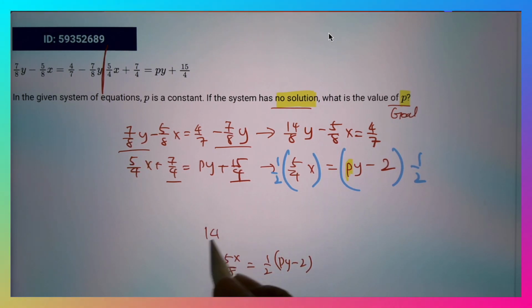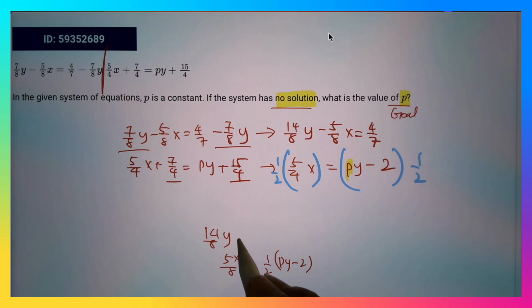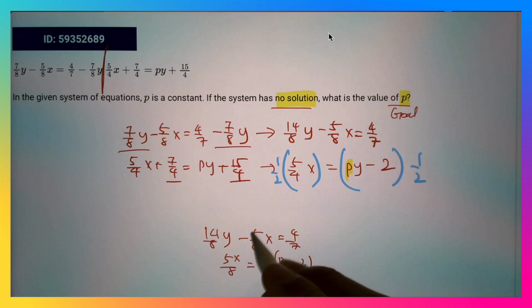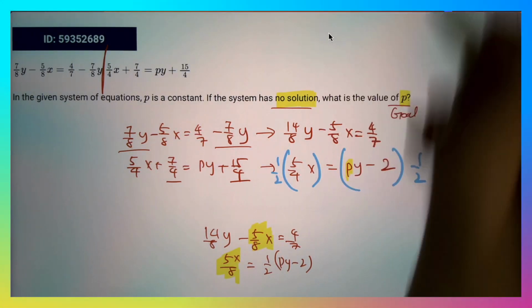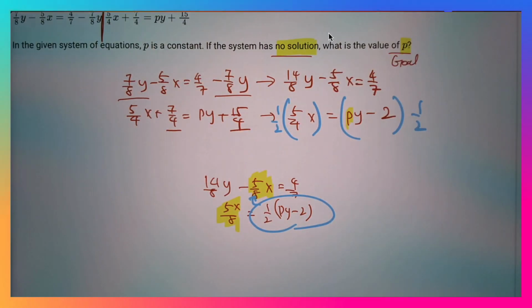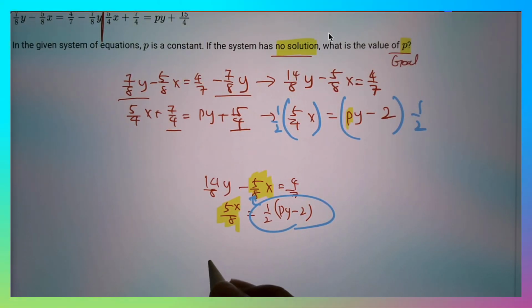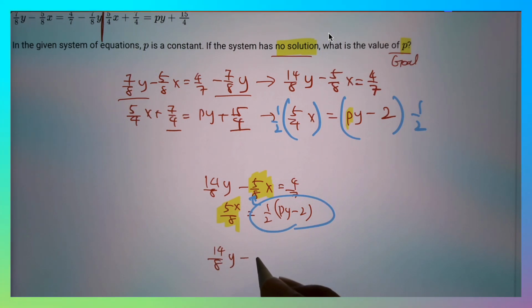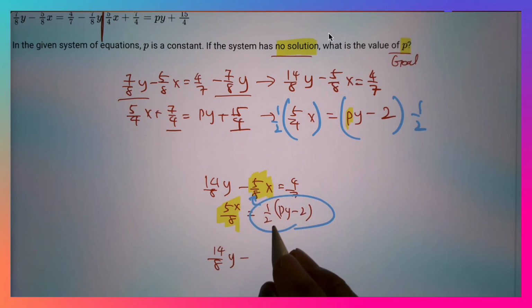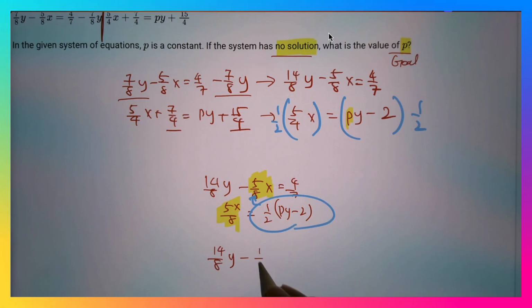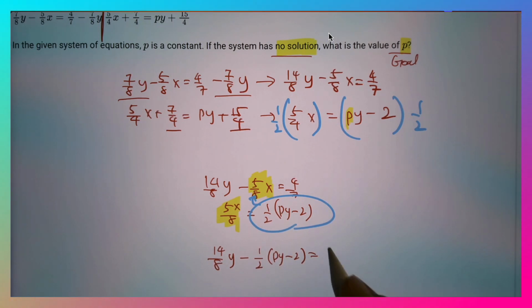And I have a top equation, 14 over 8y minus 5 over 8x equals 4 over 7. Now notice that these two are equal, which allows us to plug the values on the right into where it's highlighted in the top equation. So I'm just using a substitution method. So 14 over 8y minus, okay, I'm substituting it. You can just imagine that this is like an empty box in terms of py here. So minus 1/2 py minus 2 equals 4 over 7.